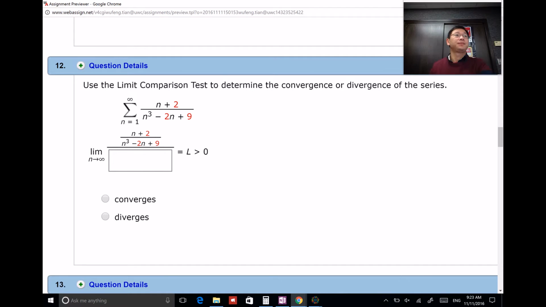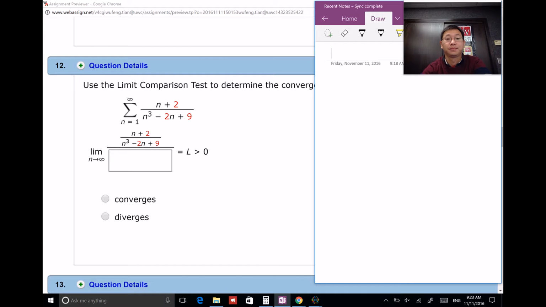Number 12. I think it converges. It converges. Why does it converge? Because if we compare that to, if we divide that by n plus 1, n plus 3 over n plus 1 squared minus 2n is 1.